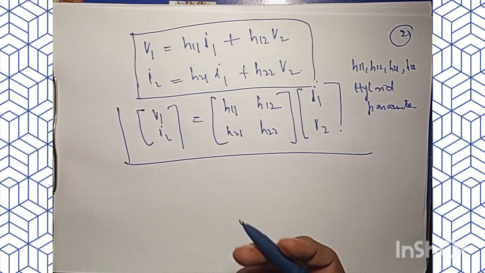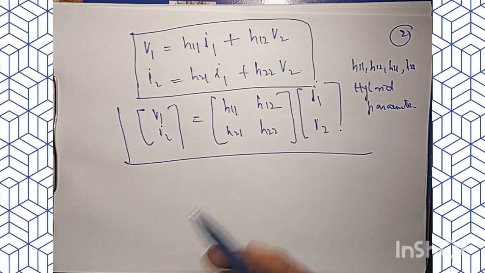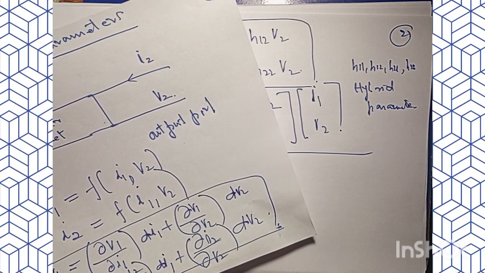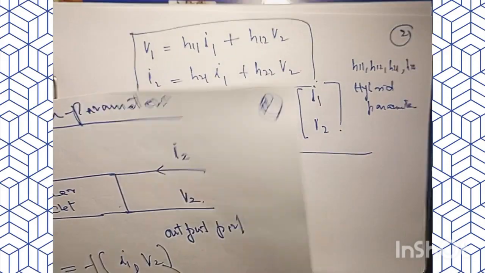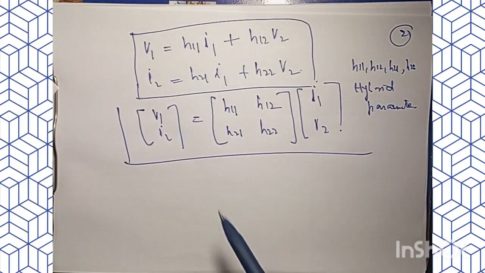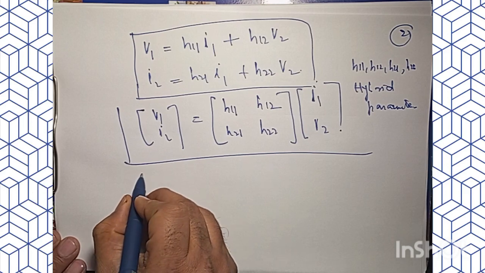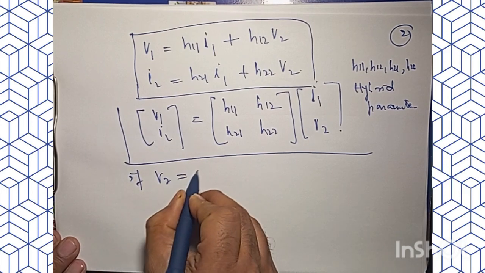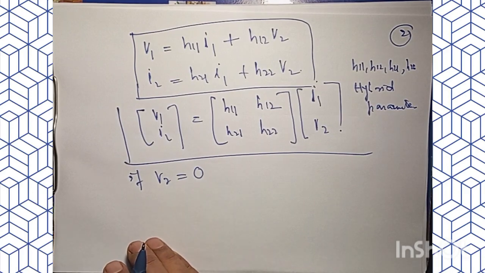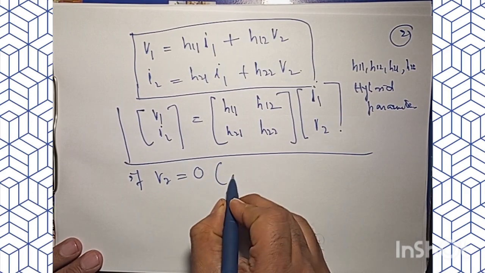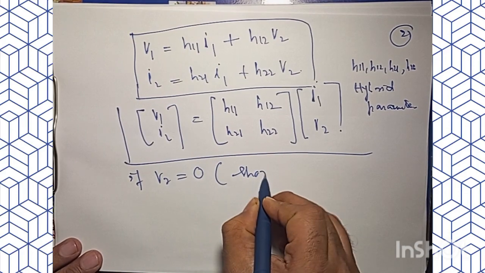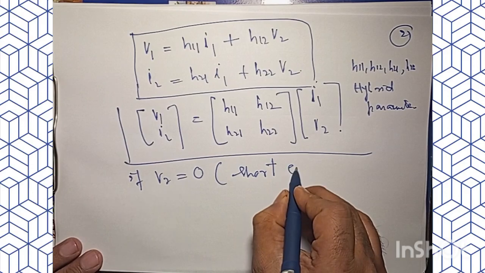Now, we would like to define these hybrid parameters. We can define them by the original equations in terms of their original partial derivatives, and we can create some conditions by virtue of which we can get the value for all of these hybrid parameters. The first condition that we apply here is if V2 is equal to 0, right? Now, if V2 is equal to 0, that means we have a short circuit at the output.